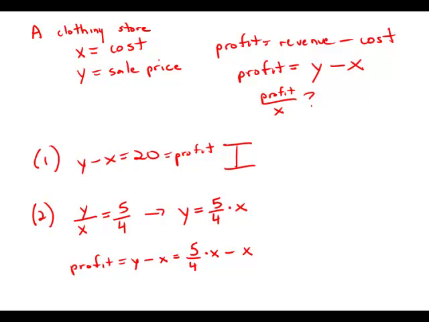Well, 5/4 X minus X, I'll write that as 4 over 4 X. 5/4 minus 4/4 is 1/4 of X. So the profit is 1/4 of X. It's 1/4 of the cost. And that means it would be 25% of the cost. So this statement by itself is sufficient to answer the question.